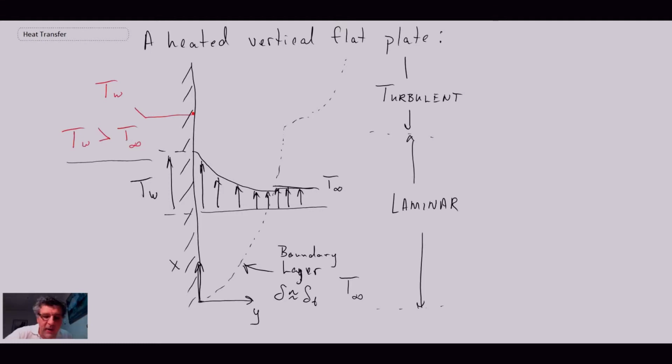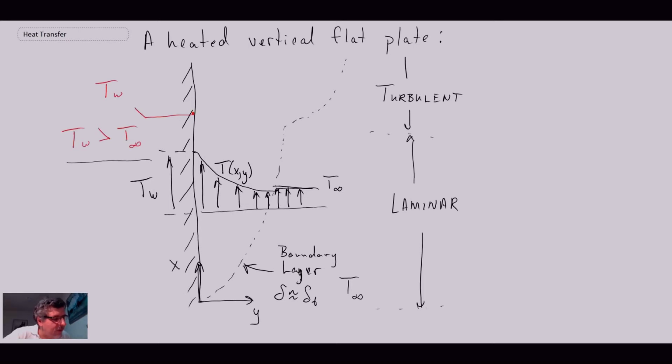The boundary condition on the wall is that the fluid temperature right at the wall surface has to equal the wall temperature. So we would have T wall at that location, and then we would have this profile, T of x, y. Consequently, the temperature profile is going to vary not only normal to the wall, but also as we move upwards along the wall. So it's a function of both x and y.